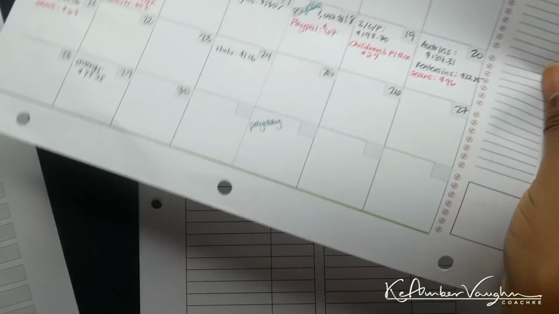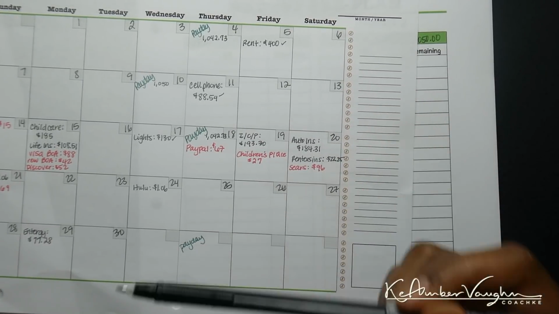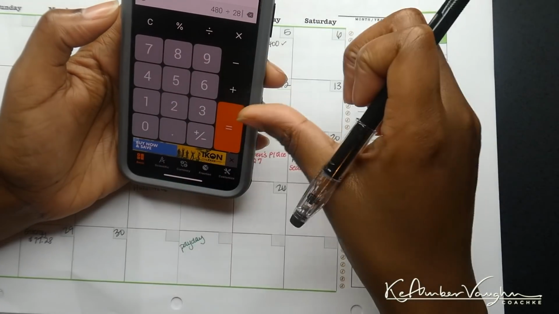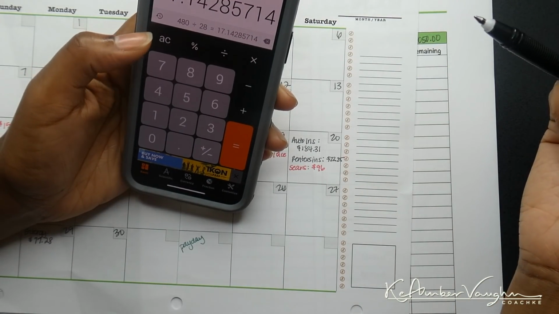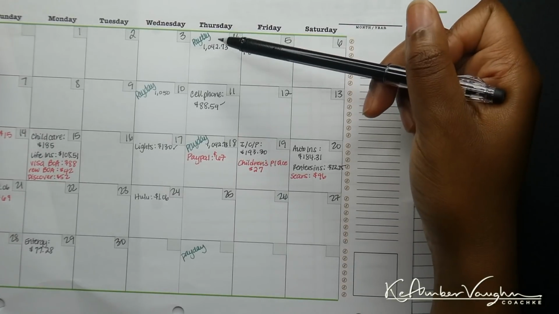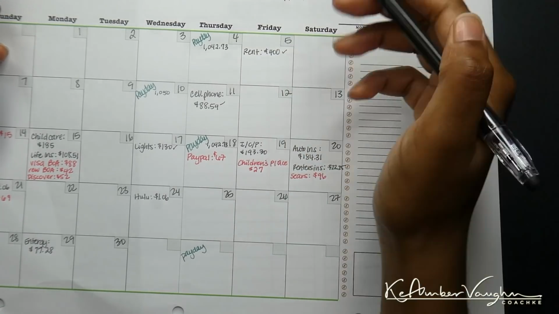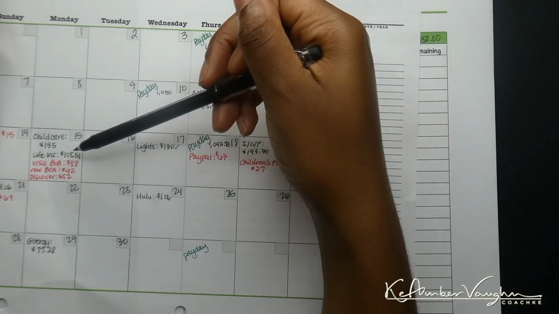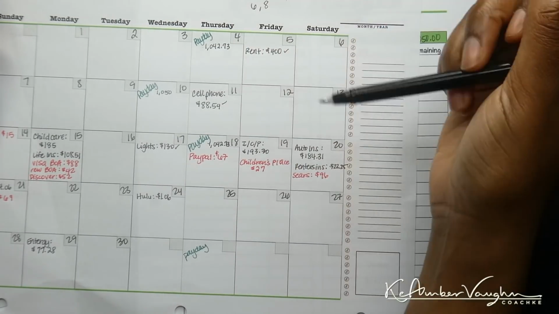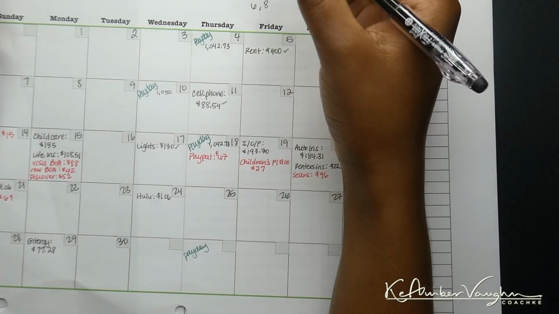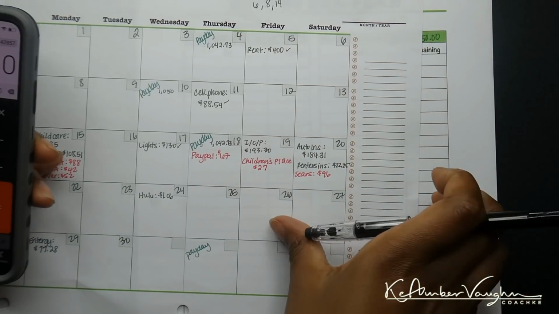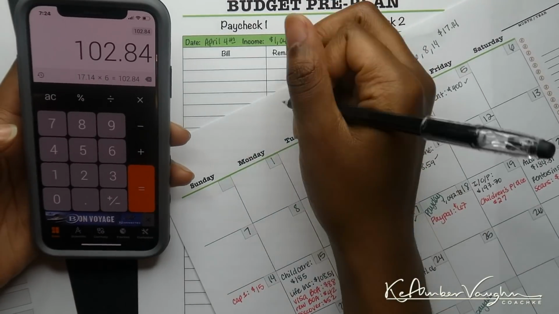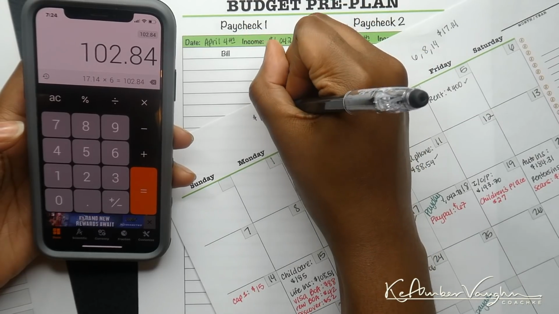Let's see. 1, 2, 3, 4. So, it's 28 days in the month. So let's do divided by 28. That gives me about $17.14 per day. So paycheck one is going to be, let me see, 17.14. 1, 2, 3, 4, 5, 6. So we have 6 days in paycheck one. 8 days in paycheck two. And 14 in paycheck three. So let's do the 17.14 times the 6 days. So that means in paycheck one, our budgeted expenses are going to be about $102.84.